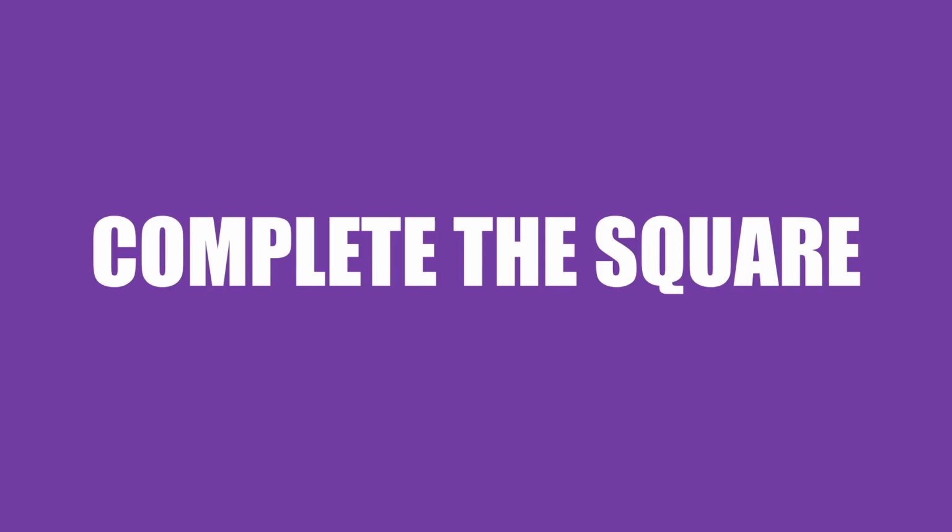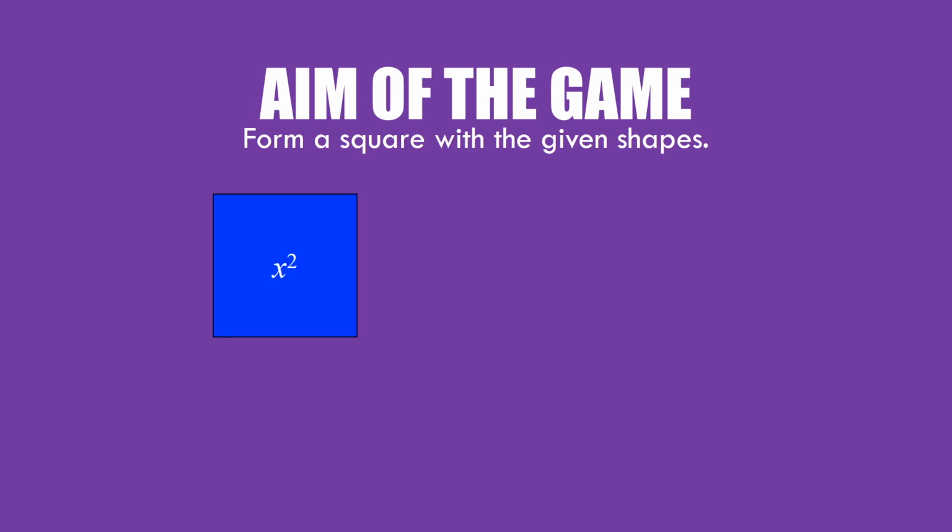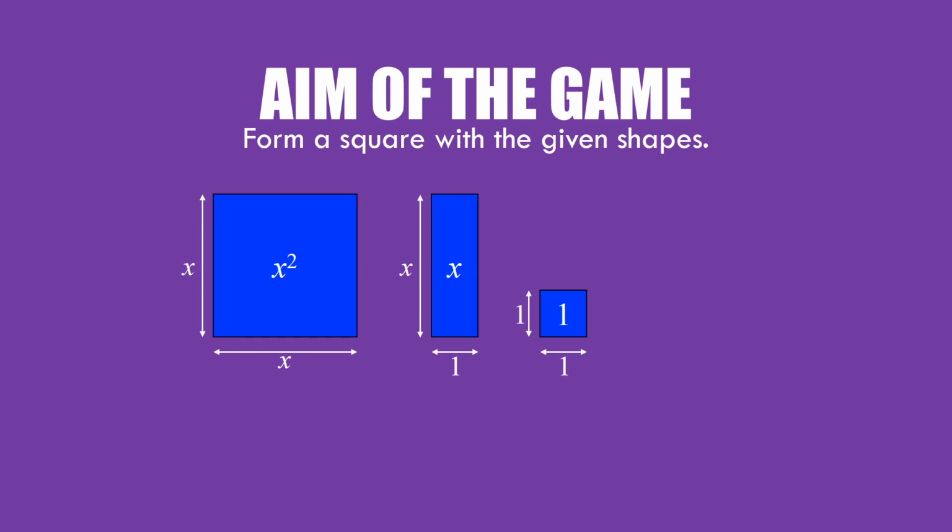Let's complete the square. A visual representation. Consider completing the square as a puzzle game, where the aim of the game is to form a square with the given shapes. A square tile of length x, giving the area x squared. A rectangular tile of lengths x and 1, giving the area x. A small square tile of length 1, giving the area 1. And also a couplet of 1 and -1, which we call a zero pair.